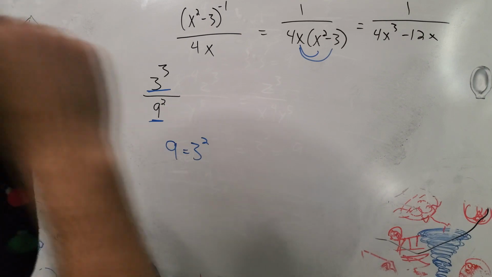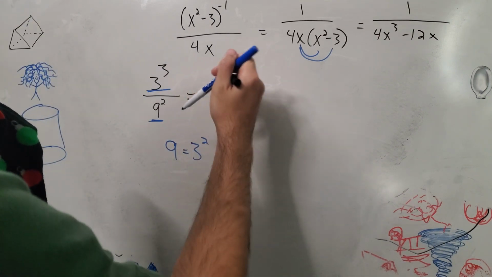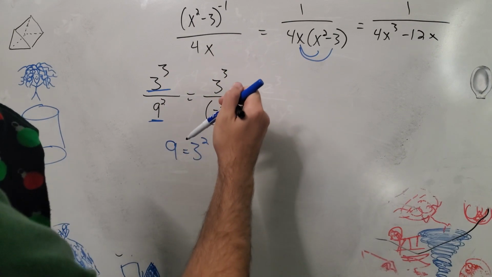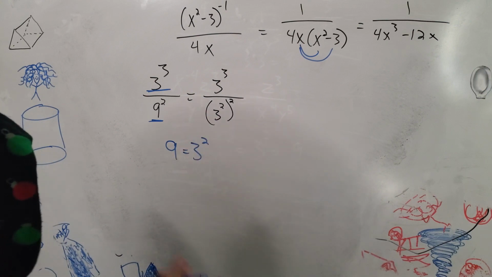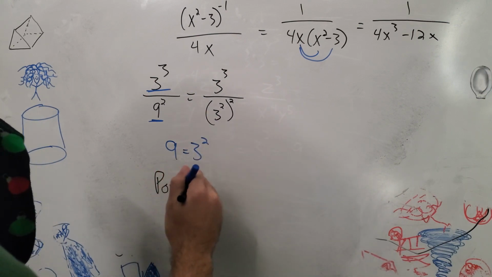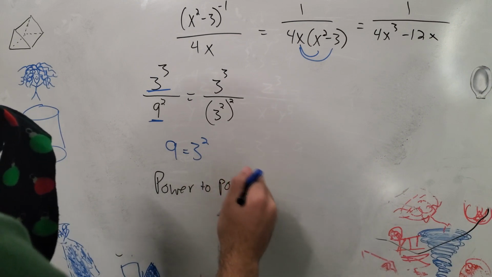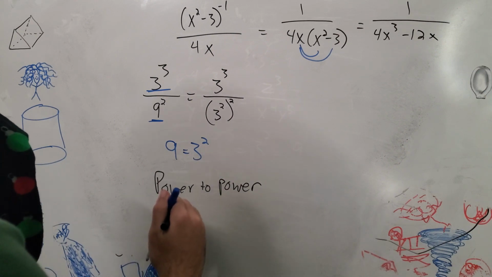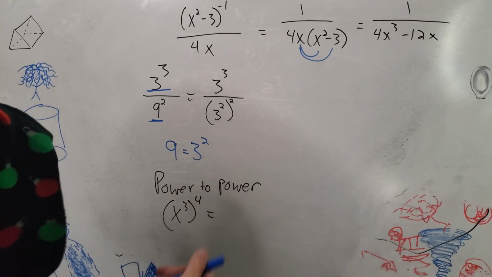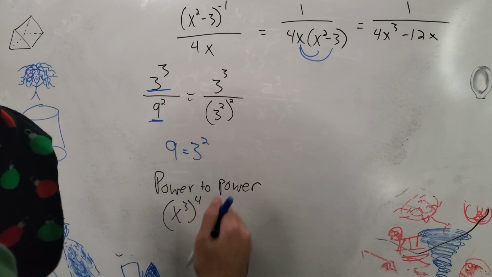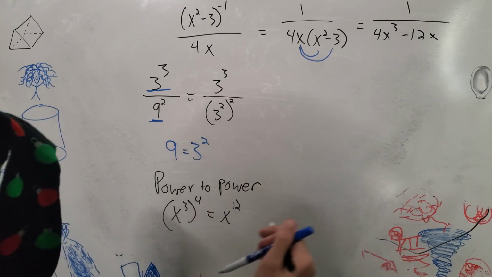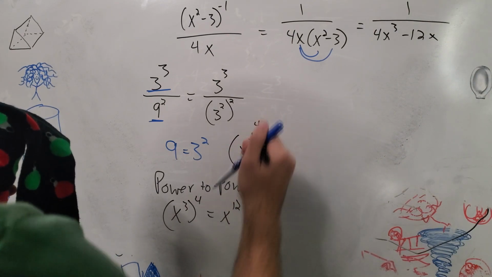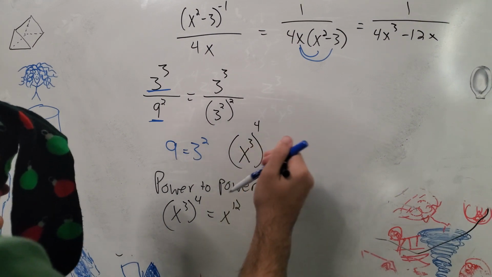This is very important. Moving on, we could rewrite the fraction as 3 to the third on top, and then 3 to the second power. This is called power to power. A very important exponent rule that does come up very often. So when you have power to power, let's say x to the third to the fourth, what you do is you multiply those exponents together. That would give us x to the 12th. Let me rewrite this one more time. We have x to the third all to the fourth power. And that's why it's called power to power.